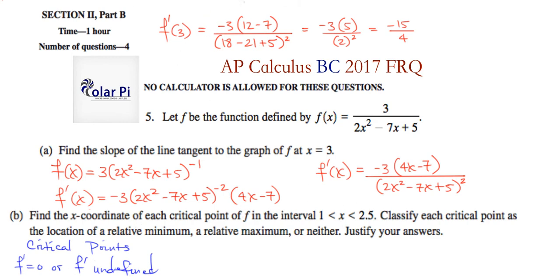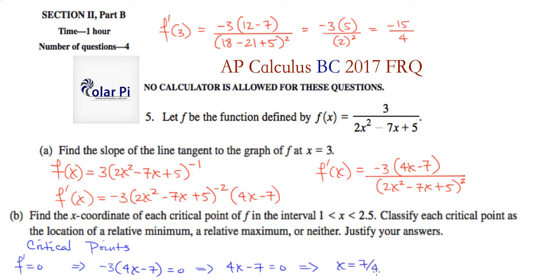Yeah, okay, so we only need to consider where f prime is equal to 0 in this particular case. Since f prime is a rational function, the rational function equaling 0 means the numerator is equal to 0. So we just need to worry about where that's equal to 0. So this implies that we need to look at where negative 3 times 4x minus 7 equals 0. And this could only happen if 4x minus 7 equals 0, which is where x equals 7 over 4.